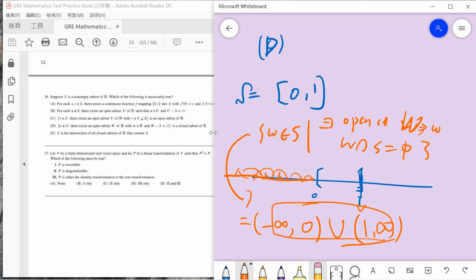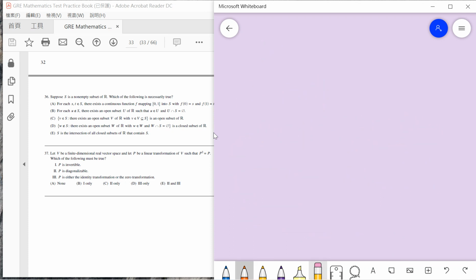E. S is the intersection of all closed subsets of R that contain S. If you learn topology, you know that the intersection of all closed sets containing S is basically the closure of S. So E says that S equals S closure. But the question does not say that S is a closed set. So E is definitely wrong. If S is open, then E will not be correct.